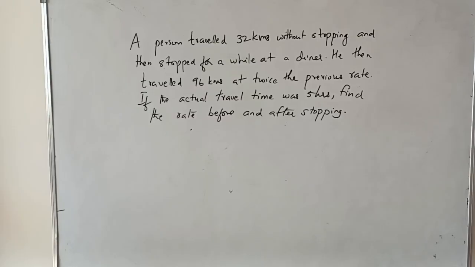A person traveled 32 kilometers without stopping and then stopped for a while at a diner. He then traveled 96 kilometers at twice the previous rate. If the actual travel time was 5 hours, find the rate before and after stopping.